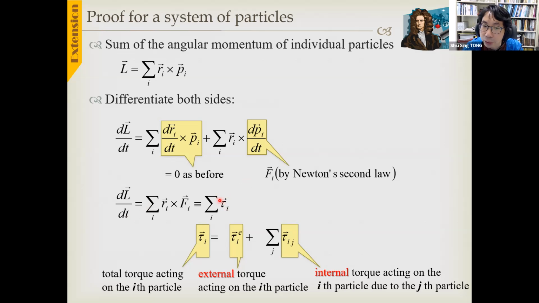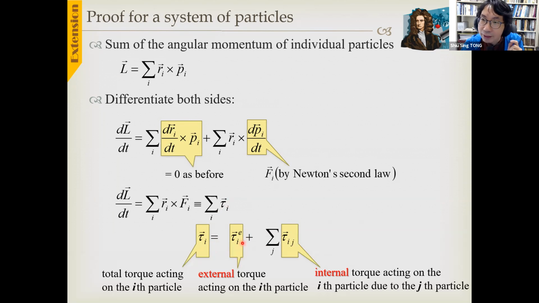Now, there's a problem here. The summation of all this torque also includes the internal torque. When the particles interact with each other, you can have an external agent affecting the particle, producing torque on them, but you also may have internal torque. That is when the particles interact with each other in a system, they may exert torque on each other. So this torque also includes the internal torque, not just the external agent torque. So you have to separate the torque into two terms.